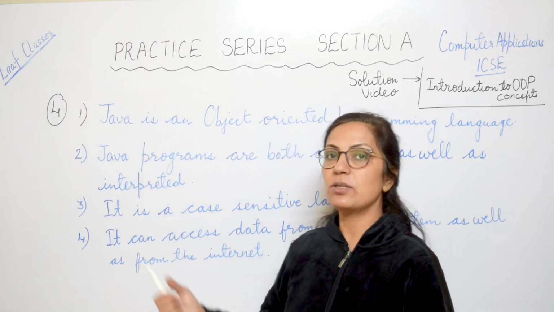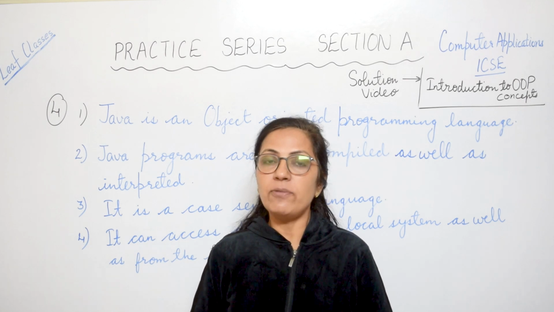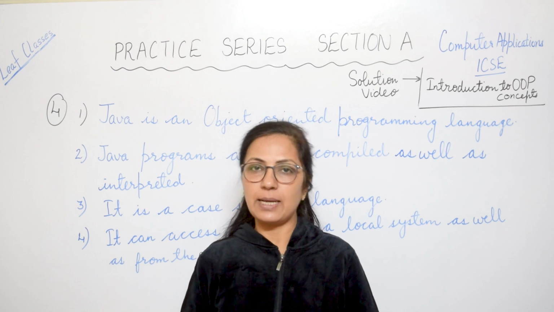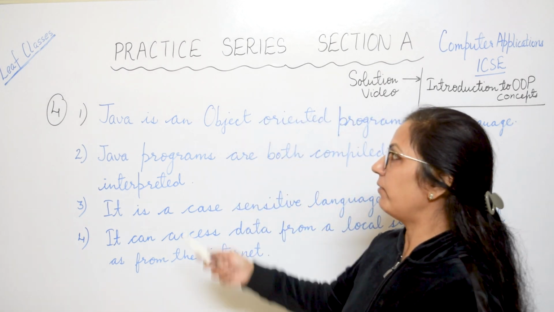Question number 4 is to mention the features of Java language. Children, here I have mentioned 4. If how many features you have to write is not mentioned, then you can specify only 2 features. That is sufficient, okay? So one by one we will take.